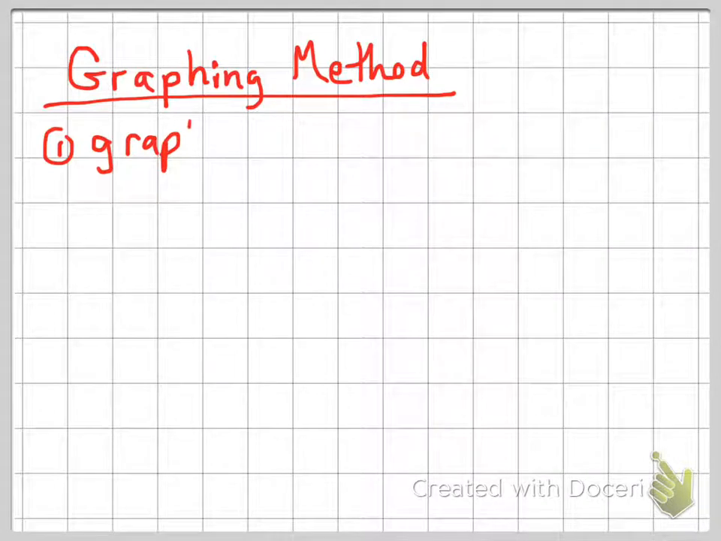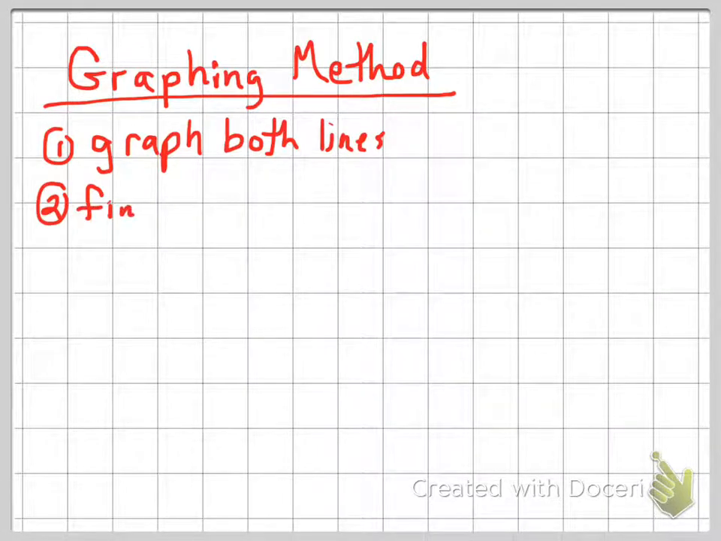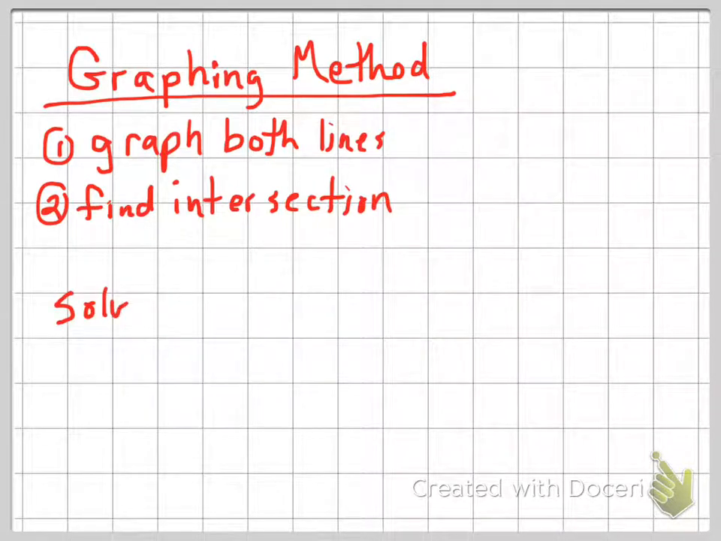Okay, the steps for the graphing method. Step 1, graph both lines. Okay, you've got a system with two lines, you need to graph both of them. Step 2, find where they intersect. And that's it. The intersection is the solution.